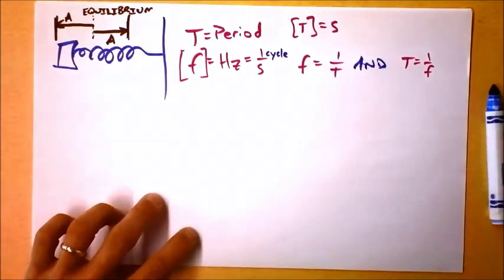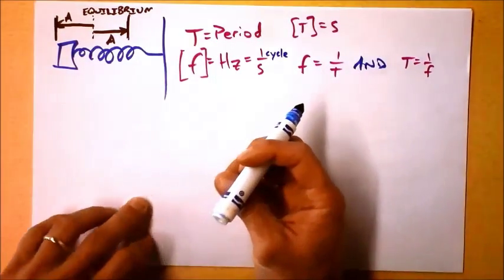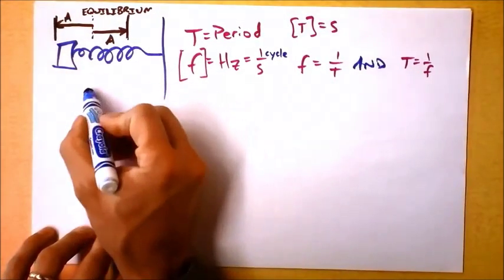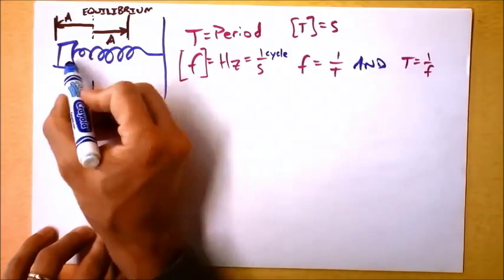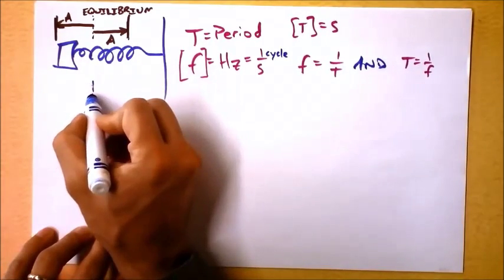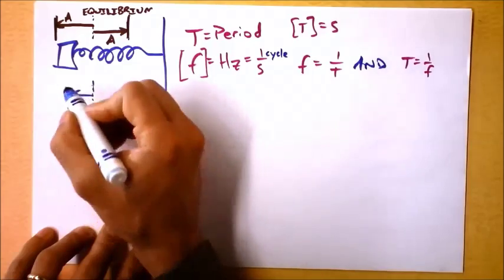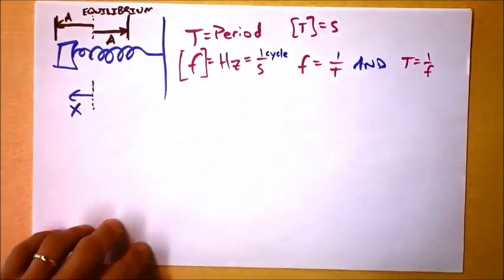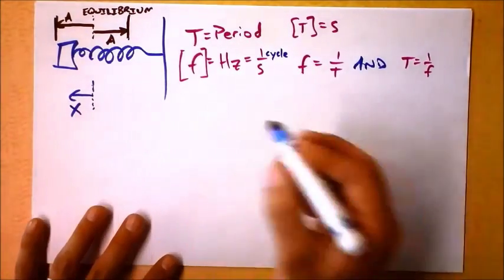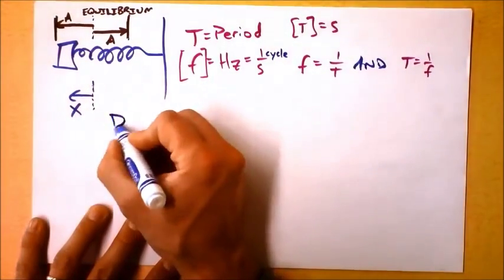The next thing is to define position. I'm going to define the position of the mass, starting from 0, and let's say that it's positive this direction. This is going to be my x-axis right there. And then that would be negative x.